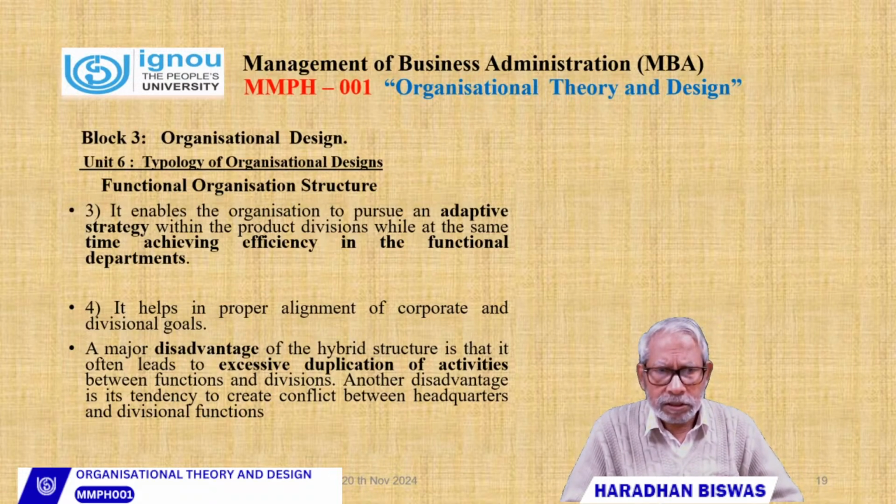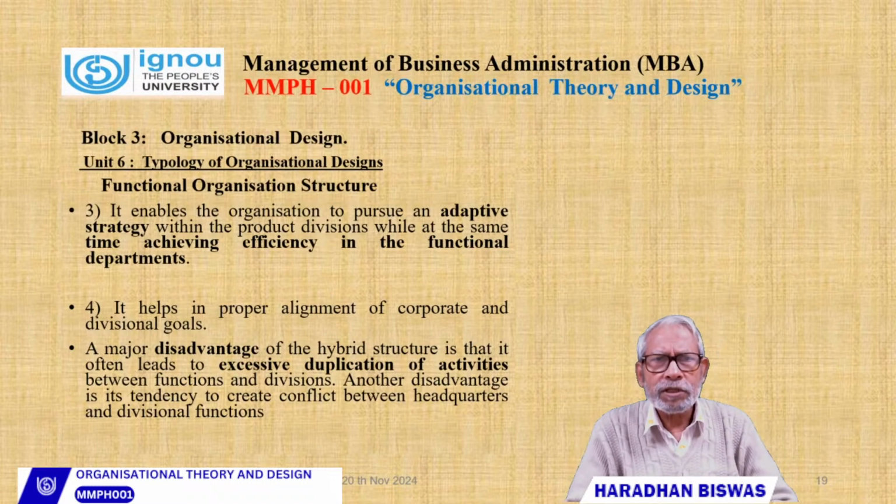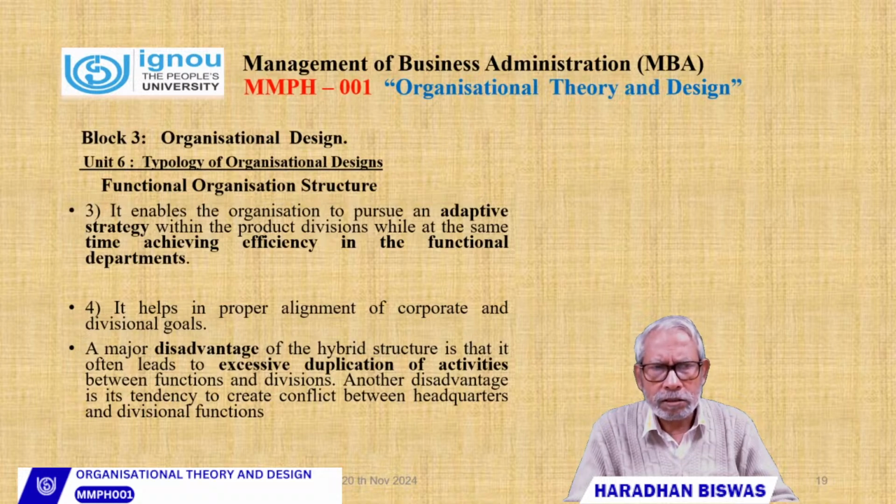A major disadvantage of the hybrid structure is that it often leads to excessive duplication of the activities. Sometimes the chances of duplication are there because there are 5 divisions, for example, and within the 5 divisions, it is not possible to standardize the same pattern. Sometimes it may be up or down.